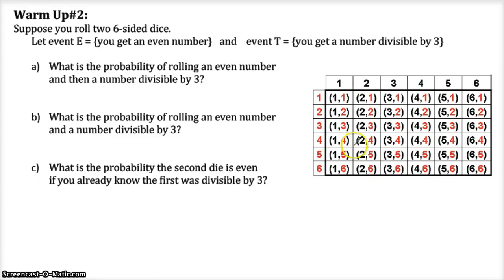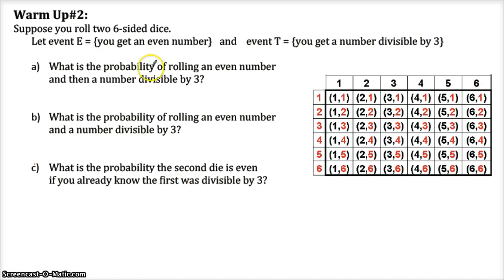Okay, roll 2 6-sided dice. We've done this before. E is the event you get an even number, and I think they mean a sum of an even number. Like this is a sum of 2, this is a sum of 3, this is a sum of 4. And the event T is you get a number divisible by 3. So like your sum is something like 9 or 12. What's the probability of rolling an even number?